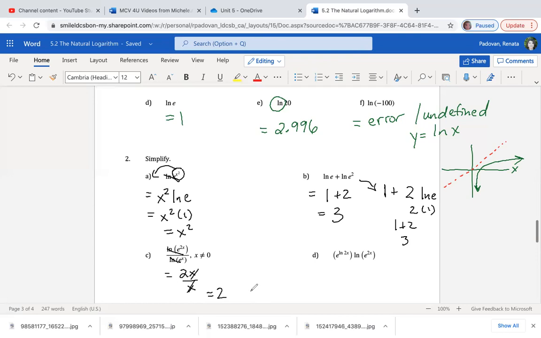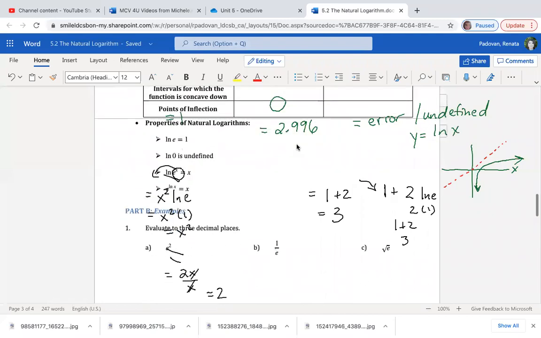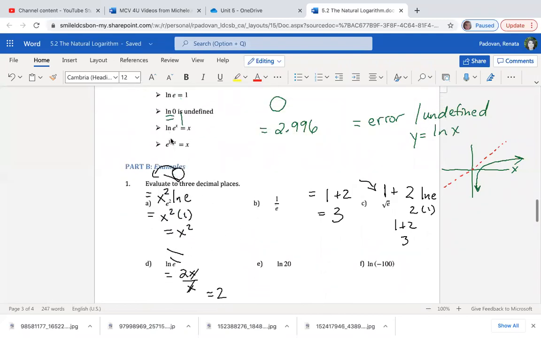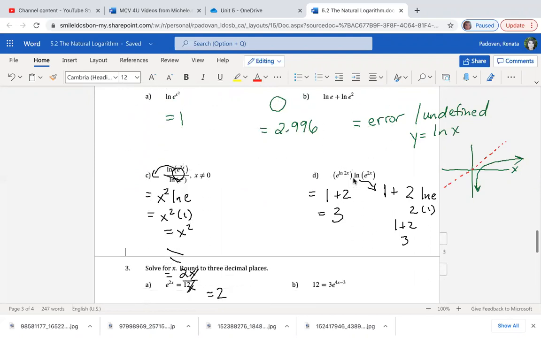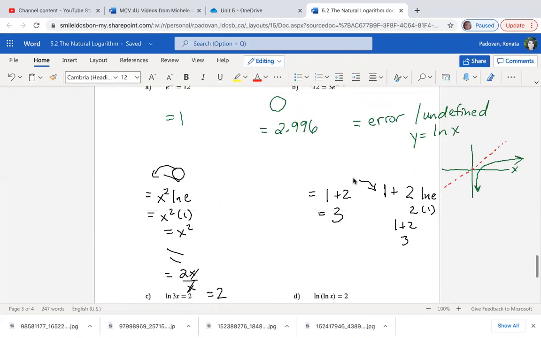Nice and easy, right? Here, e to the exponent of ln 2x multiplied by the ln of e to the exponent of 2x. So we've got e to the exponent of ln. Do I have anything like that up above? E to the exponent of ln is just the e and the ln cancel each other out, right? So let's go back to right here.